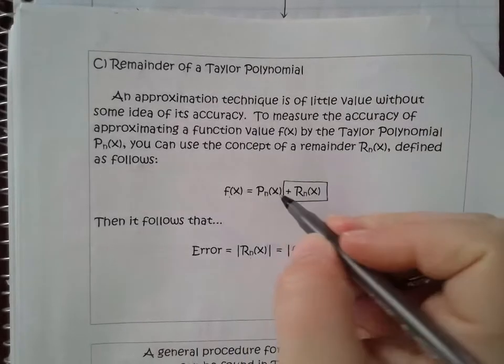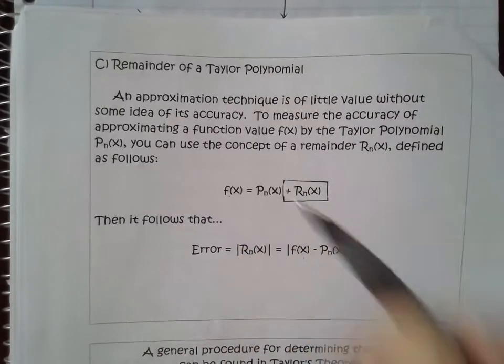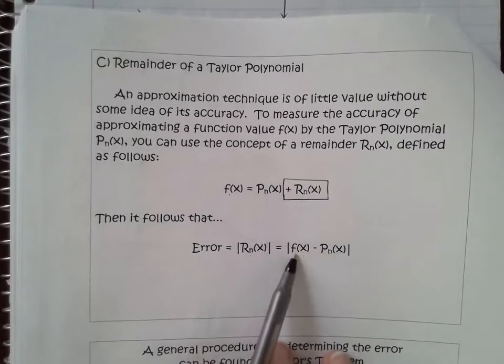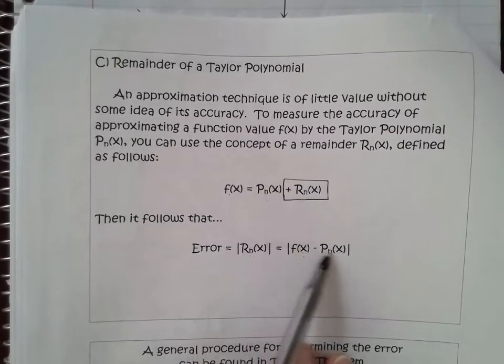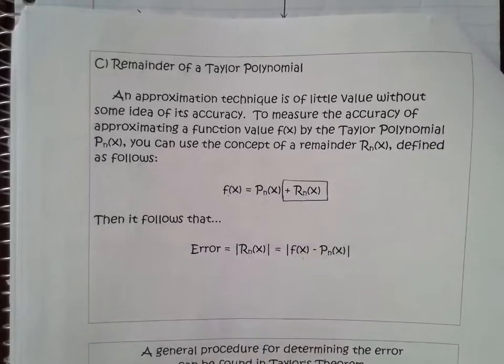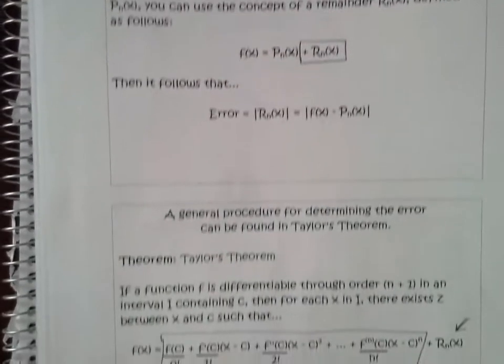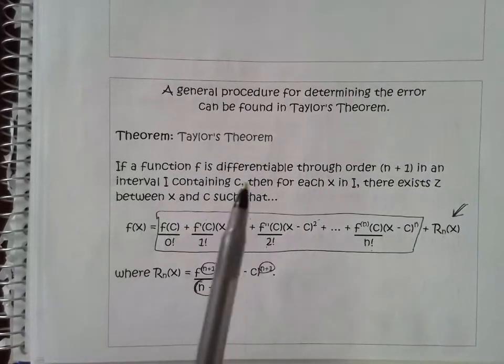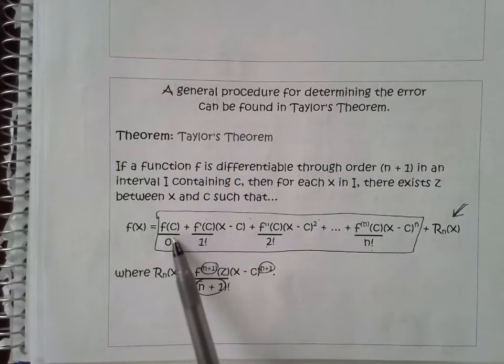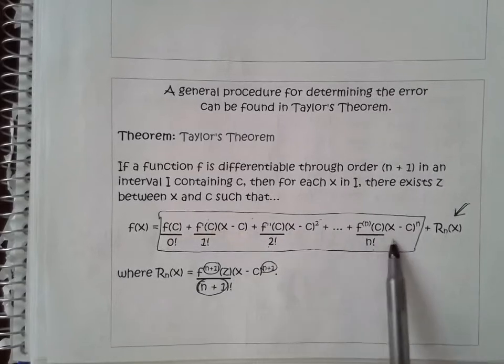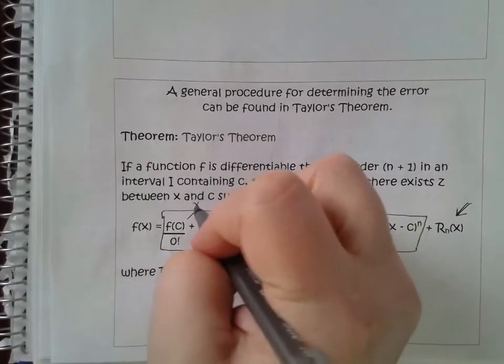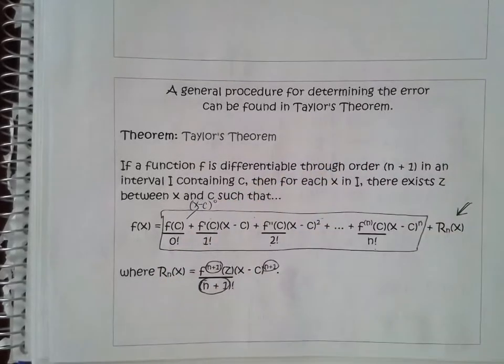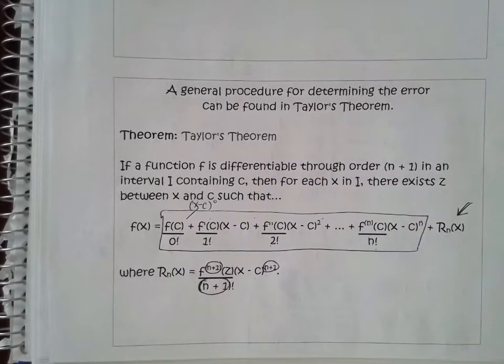If I subtract p sub n of x on both sides, then my error is equal to the difference of the function and the polynomial. Okay? Absolute value just keeps us in a positive light. So we know a little bit about this before we even get to the theorem. We know that the nth degree Taylor polynomial would look like this. And remember, there's technically an x minus c to the 0 degree on that first term, but we don't write it because it's going to be equal to 1 anyway.